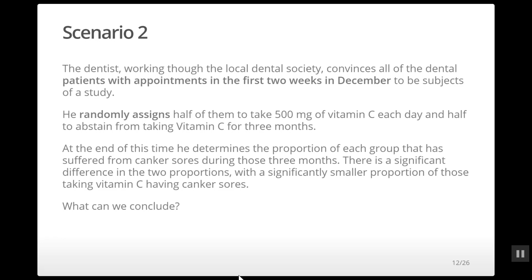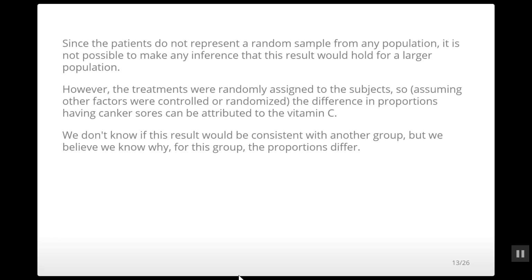So what has changed? Do we have random sampling or no random sampling? No random sampling. Okay, what about random assignment? We do. So therefore, at least we've done random assignment of the treatments, okay? So we still can't make any kind of conclusions that would generalize to a population. We still can't do that. However, the treatments were randomly assigned to the subjects.